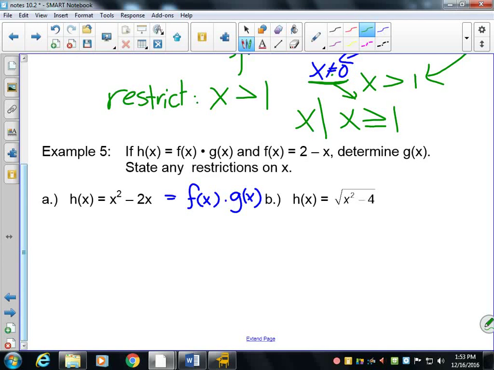If the cannot equal was included in the greater than 1, like if it couldn't equal 3, then we'd have to state both. Okay, but because 0 isn't even included in this, I agree with you, we don't have to. But let's go through and figure out how we can figure out g of x.